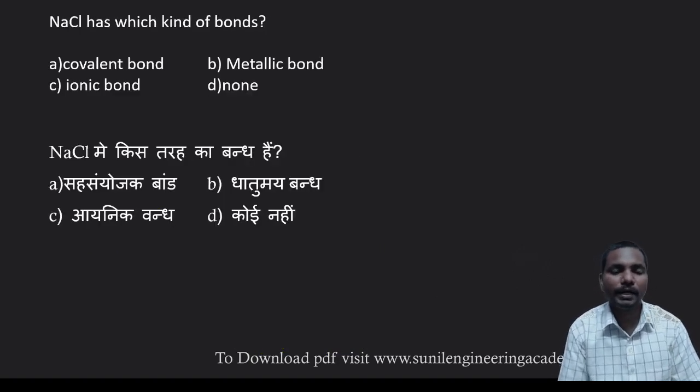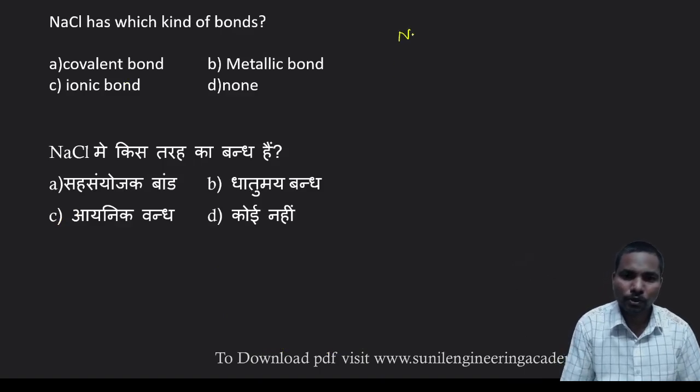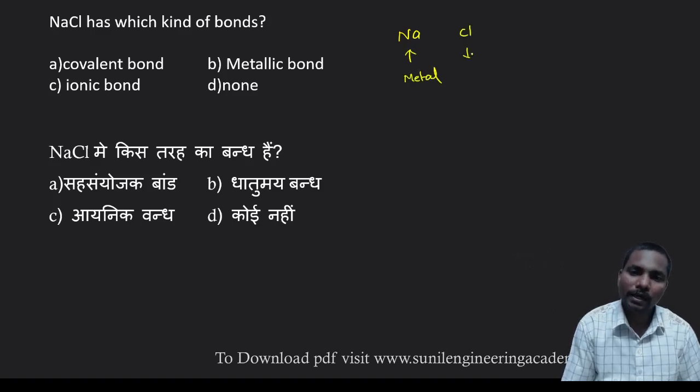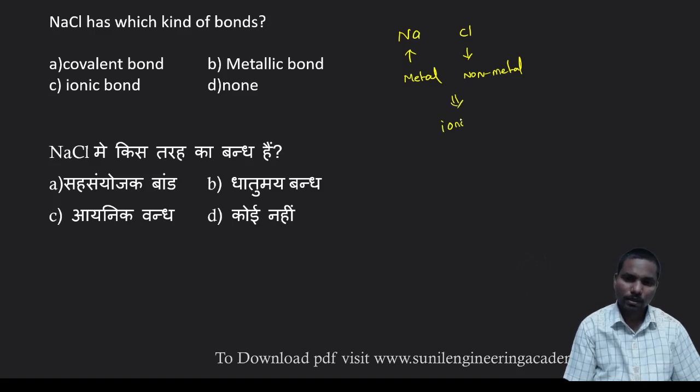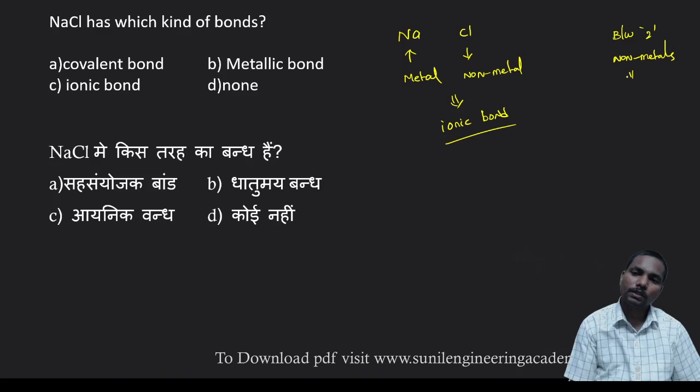NaCl has which kind of bond? NaCl. Sodium is a metal. Chlorine is a non-metal. So what is the bond between metal and non-metal? That is nothing but covalent bond. Sorry, metal and non-metal is the ionic bond. Sorry, ionic bond. So between metal and non-metal, ionic bond. Between two non-metals, that is the covalent.